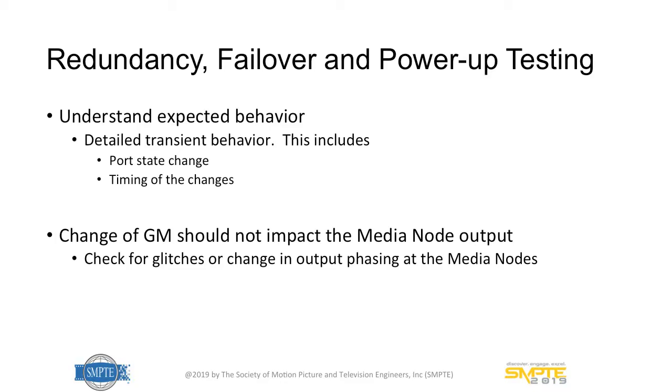And a very important thing for all the media nodes is, if you do change from one grandmaster to another, they're going to be basically locked to each other. You're going to see a change of grandmaster ID, but the end devices should have no impact. So you should see no glitches on their outputs. You should see no changes in their phasing. If the PTP system is working properly and the media nodes are implemented properly, when you do a failover, it should have no disruption. So it's a very critical thing in your testing.